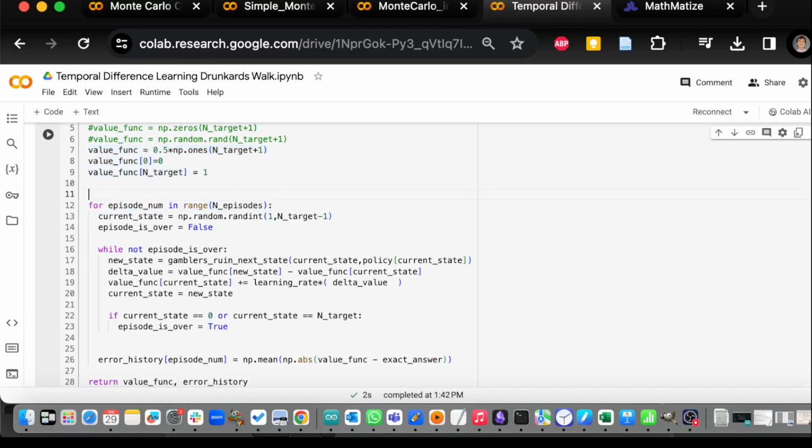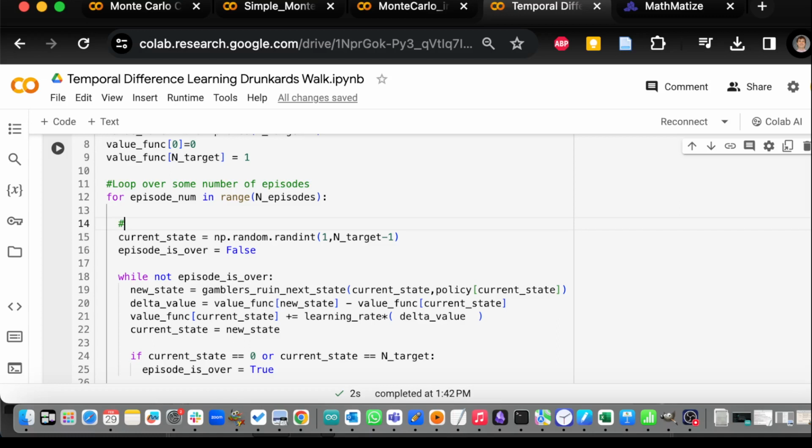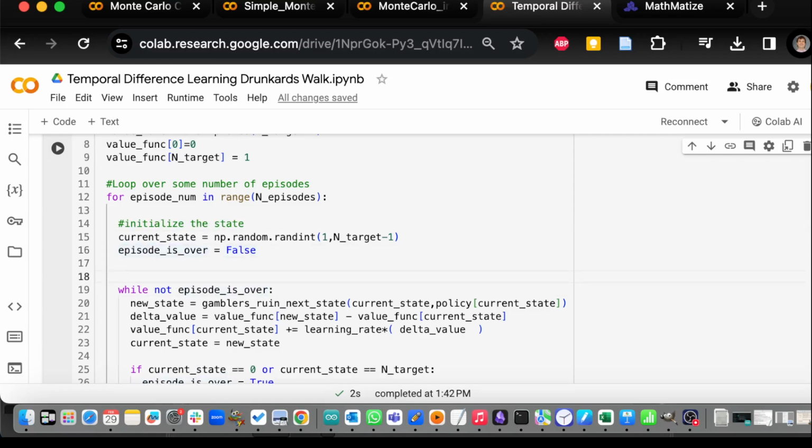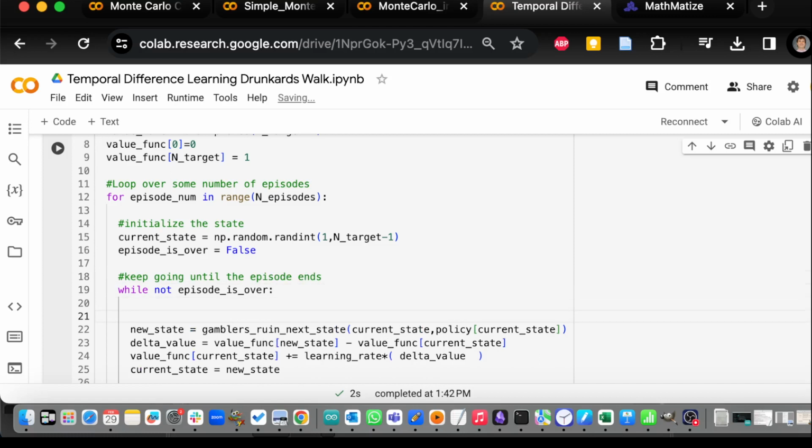Let's write in some comments as we go. So we're going to loop over some number of episodes. This is just like the code that we had at the beginning of last class. Loop over some number of episodes. I'm going to initialize the state, so start somewhere. And we're going to keep going until the episode ends. Okay, and just like in Monte Carlo, I don't know the rules of the thing.